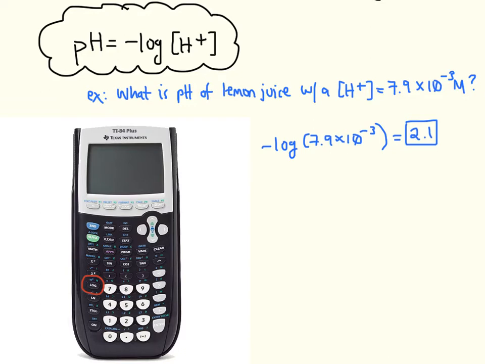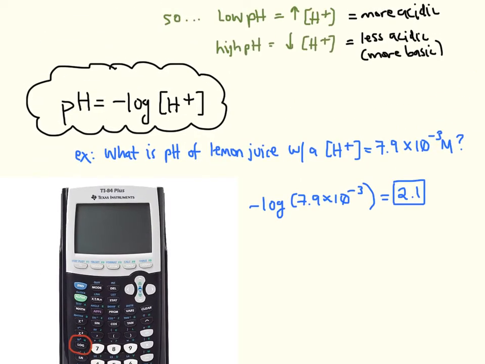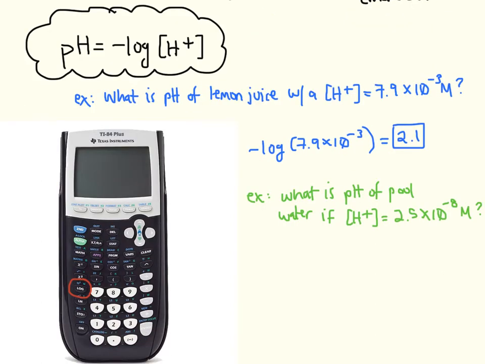And remember what I told you, that low pHs have a higher hydrogen ion concentration, and 2.1 is a pretty low pH. You can always estimate the pH of something without actually making a calculation by just looking at the exponent. If you take the negative off the exponent, that will give you a good estimation of the pH. So if I were estimating the pH of lemon juice, I know it's going to be somewhere around 3. Now, 2.1 is not exactly 3, but it's not far off.